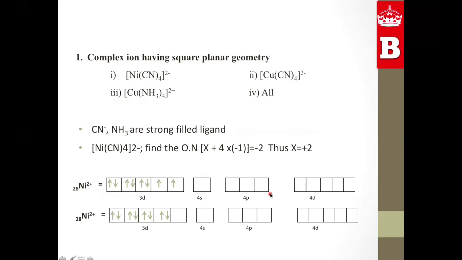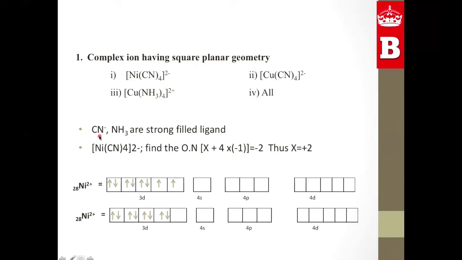Now let's come to the questions. Here is one question where it has been asked to find the square planar geometry complex compounds among the given compounds. If I observe, all of them have 4 ligands. That means all the given examples contain higher or stronger ligands. Stronger ligands means it should be sp3 or dsp2. For a square planar geometry, it must be dsp2.